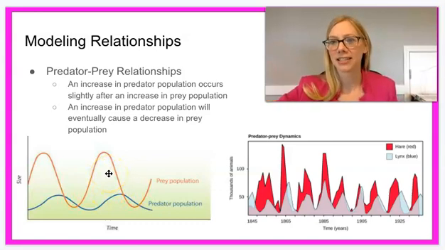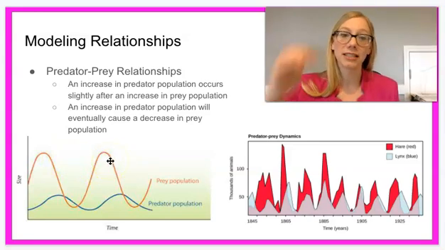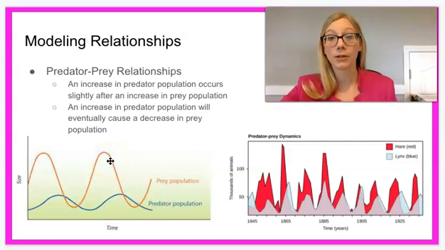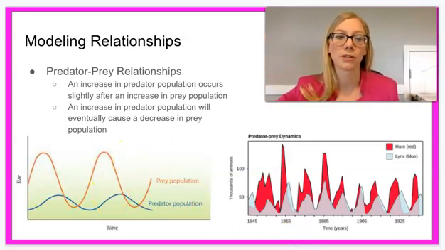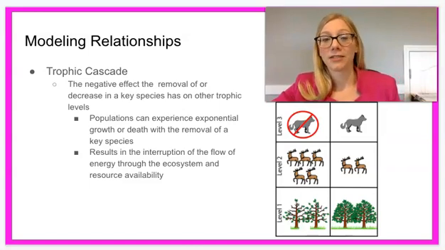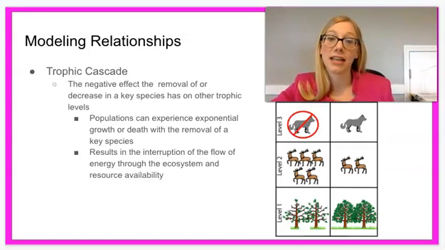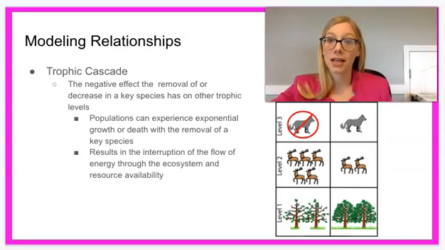It's kind of like reacting to what happens in that prey population. So we see increases in the prey population occur, and then slightly after the predator population will increase, and vice versa. A good relationship to look at. And the last modeling relationship I want to talk about in this video is something called a trophic cascade.